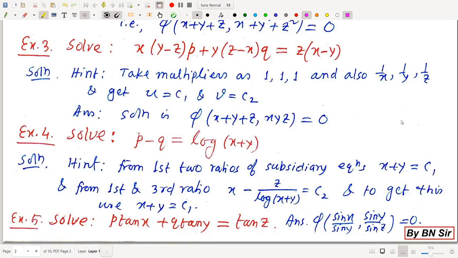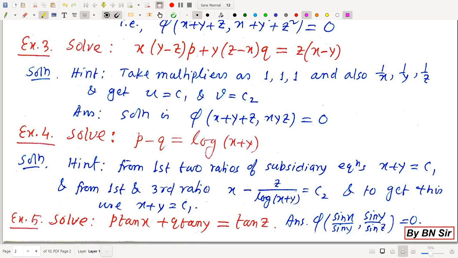So the solution is this. Solve number 4, p minus q equal to log(x plus y). So here also a hint is given. From the first two ratios of the subsidiary equation you will get x plus y equal to c1. From the first and third ratio you will get this, but to get this you have to use x plus y equal to c1, otherwise you will not be able to integrate. You will see when solving. Number 5, px plus qy equal to z. The answer is given, nothing is mentioned, you will do it yourself.